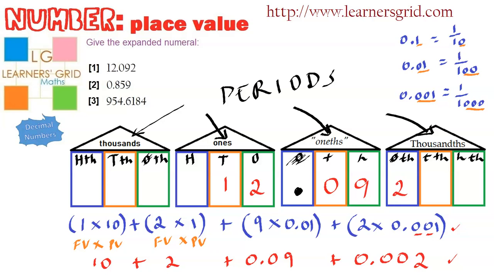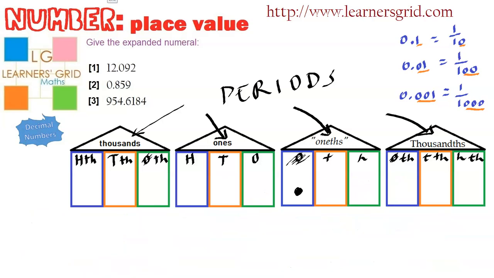That is number 1 done. Either this answer or both. We're ready for number 2, and it's 0.859. So it should be relatively simple. Let's have a look. Again, let's do the expanded version.